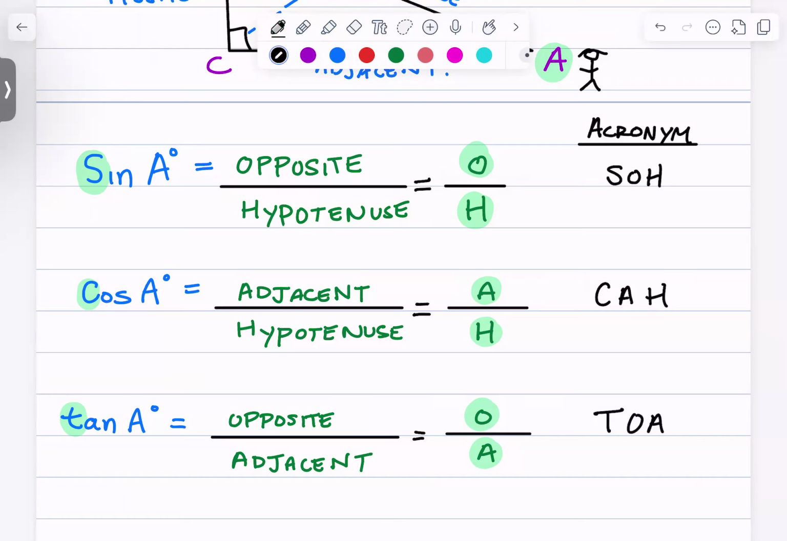Questions on the ratios? There's just a ratio of sides: sine, cosine, and tangent.